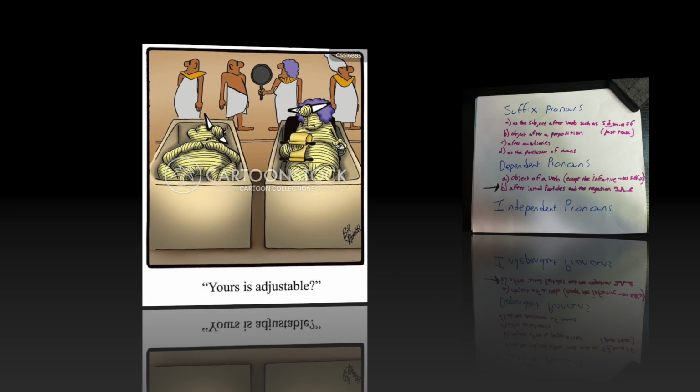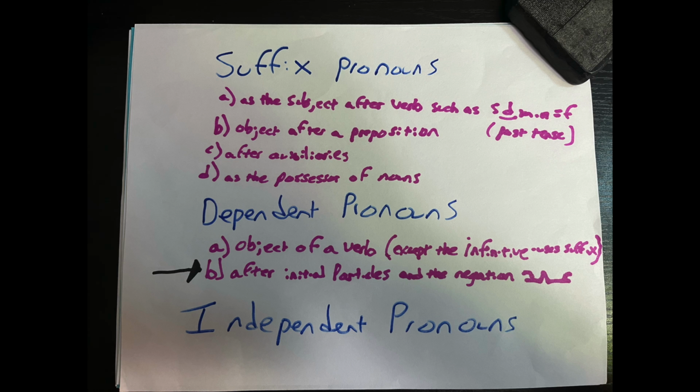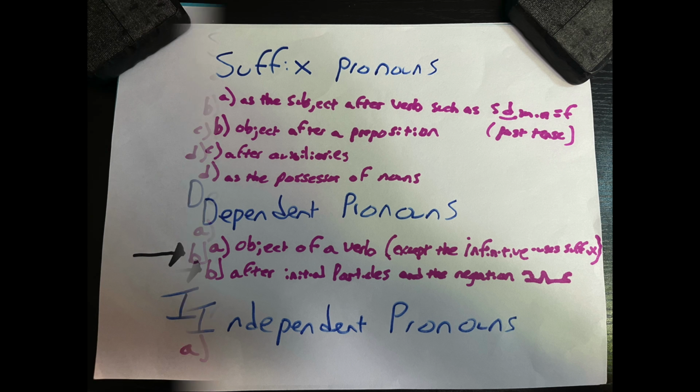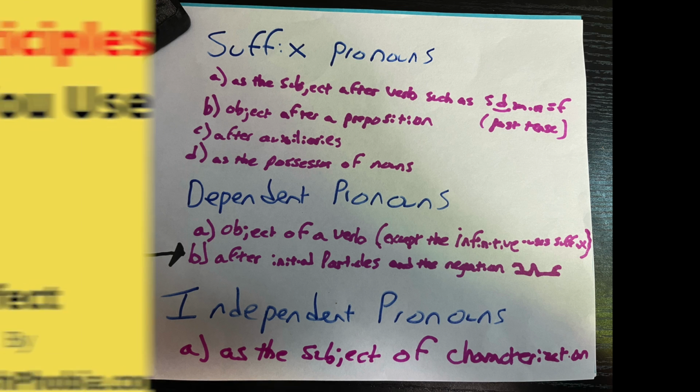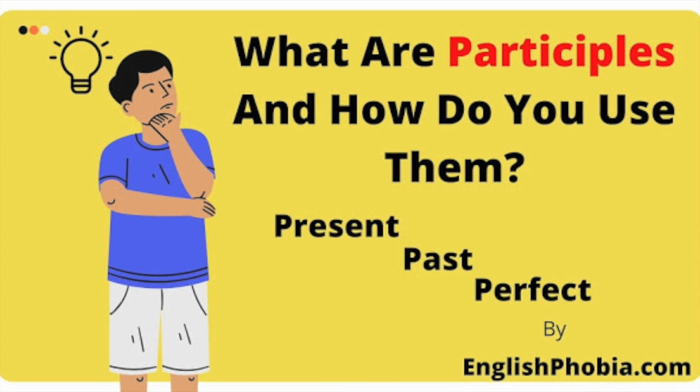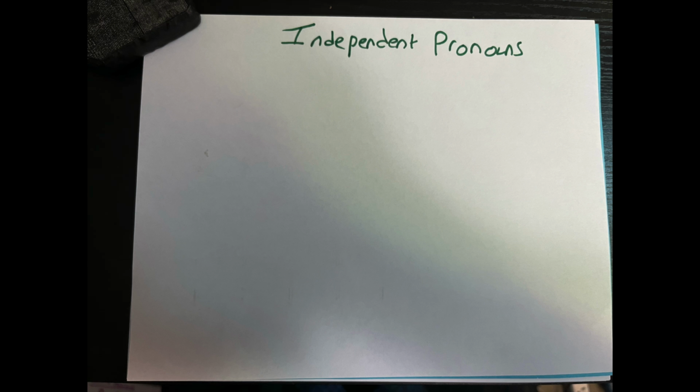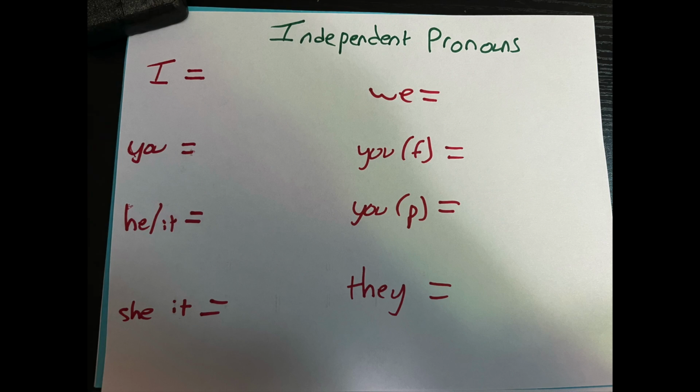In the middle of talking about pronouns. There's three types of pronouns in languages: suffix pronouns, dependent pronouns, and independent pronouns. And guess what? Since we already went through the suffix and dependent pronouns, today we're going to talk about independent pronouns. Independent pronouns are actually relatively easy because they are the subject of characterization. If you recall, characterization in hieroglyphics is done through a form of the verb called the participle. So let's look at the independent pronouns first, and then we'll talk about the use with the participles.